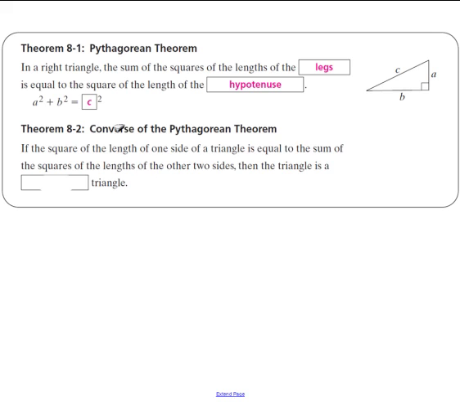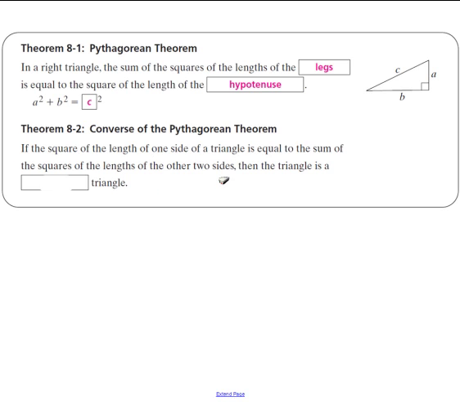So the converse of this, and I know you guys talked about this term converse at the beginning of geometry, it's really just the opposite, right? If we switch everything up. So instead of saying if we have a right triangle, then A squared plus B squared equals C squared, the converse would be the opposite. So the converse of the Pythagorean theorem would be if A squared plus B squared equals C squared, then we have a right triangle. So it's just looking at this in the opposite direction.